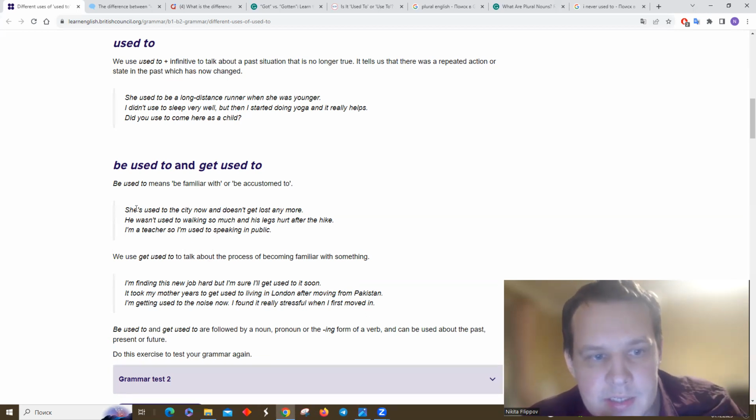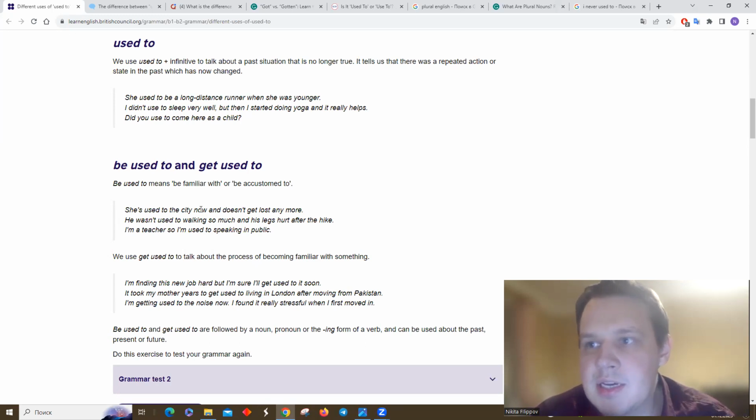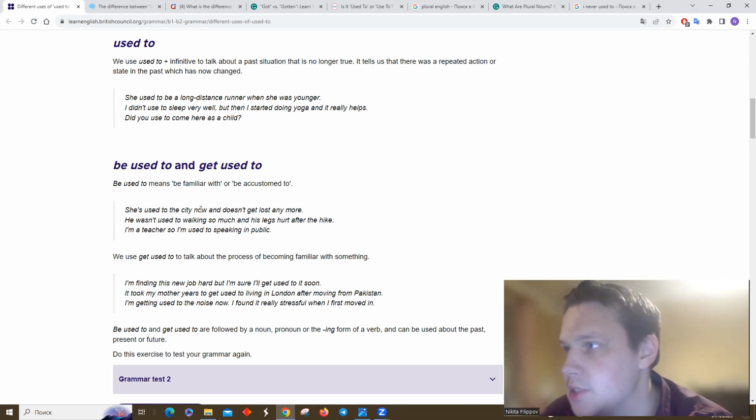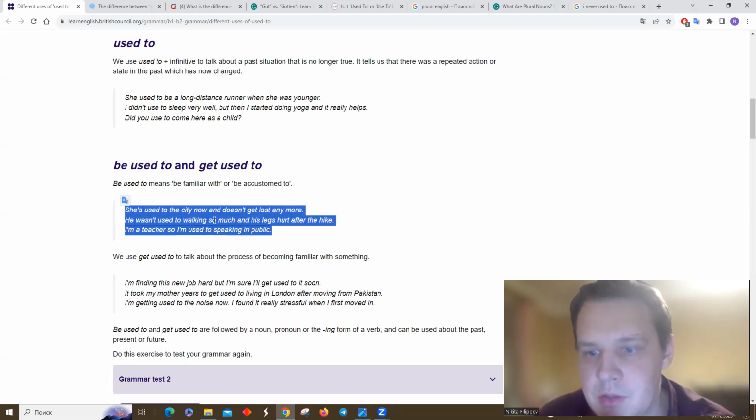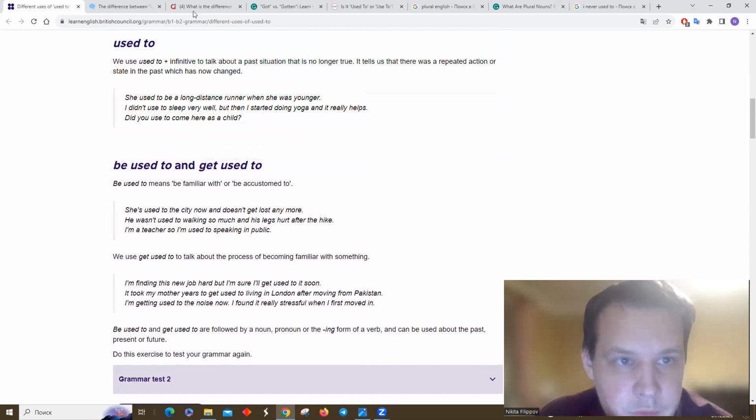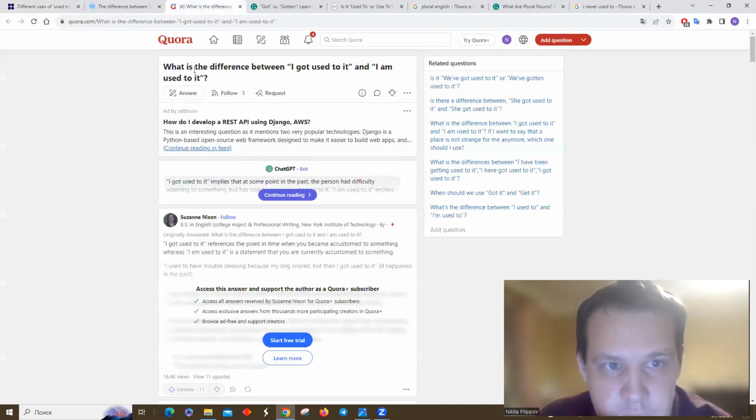But here, the fact that she's used to the city is maybe not that related, it doesn't contain this sort of emphasizing of this process or this effort that she did to accommodate, right? So here we always have this idea of accommodation, of a process of accommodation of the effort. But here we also have this idea, but maybe a little bit without showing this effort and without showing this process, right? So for example, I can show you here, somebody is asking what's the difference between "I got used to" and "I am used to it," right?